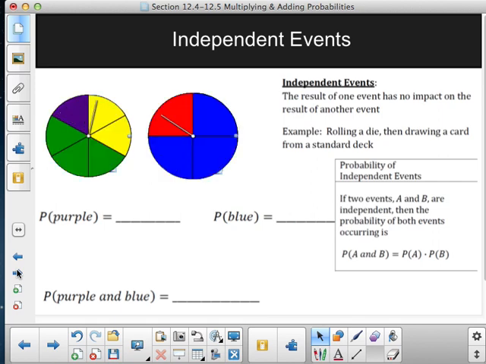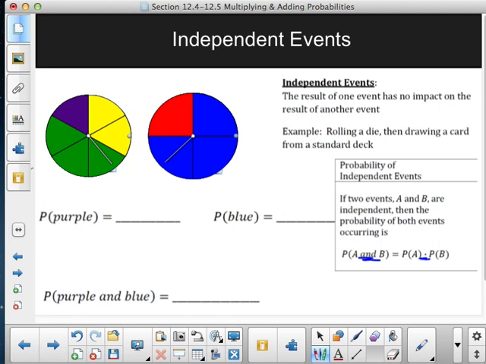So independent events, just a reminder: the result of one event has no impact on another event. An example is rolling a die, then drawing a card from a standard deck. They do not have any association, so one does not affect the other. In order to find the probability of independent events, you find the probability of both events occurring. It's an "and" statement, and as I've already talked about, you multiply the two together.